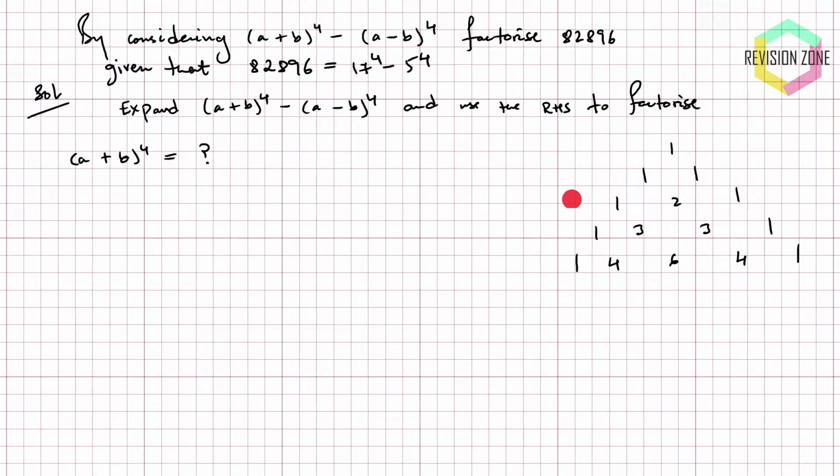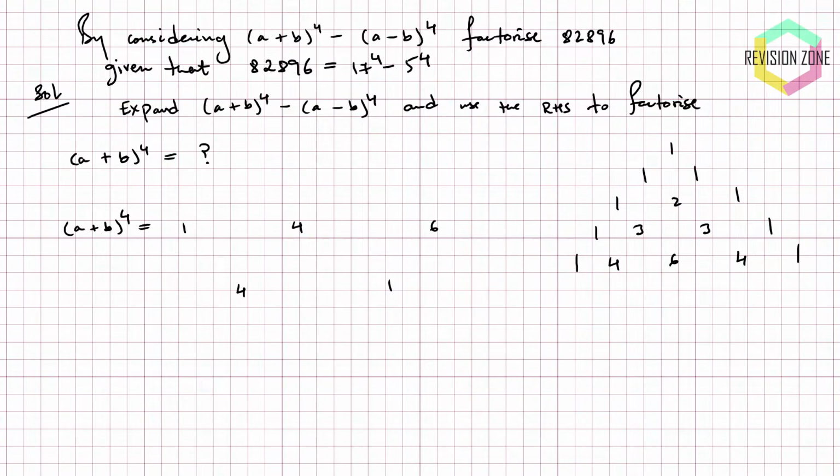If you're unfamiliar with this, then please go back and look at a previous video where I have talked about this in some detail. But basically, for our purposes, we know that this row here corresponds to the coefficients of my power 4 expansion. So I'm going to write that down. I know that (a + b)^4, whatever it is, the numbers in front are going to be 1, 4, 6, 4, 1.